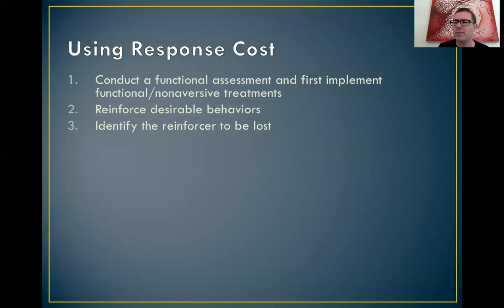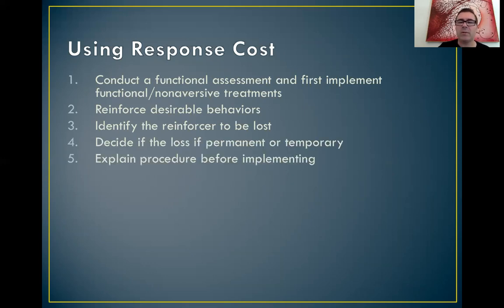So use response cost. And then say, well, how about we practice engaging in the appropriate way of asking for what you want? And if you can do that, I can give you the item now, contingent upon that behavior. So you can reinforce the desirable version of the problem behavior that you have consequated. You have to, of course, identify the reinforcer to be lost.